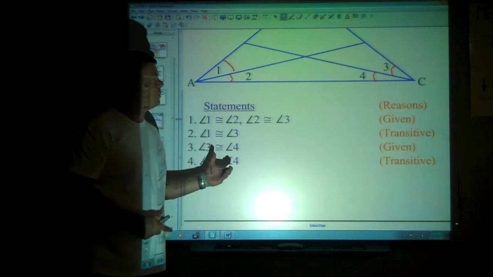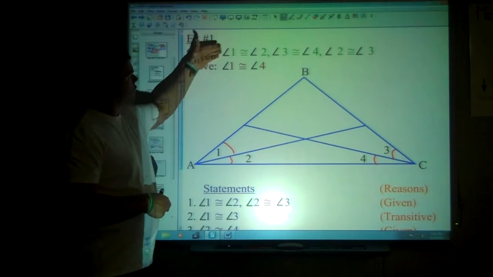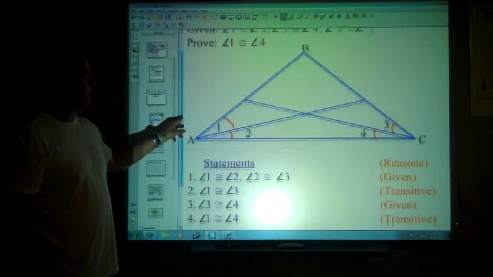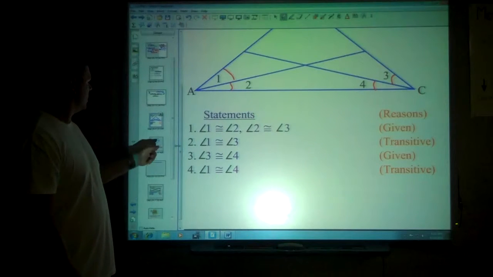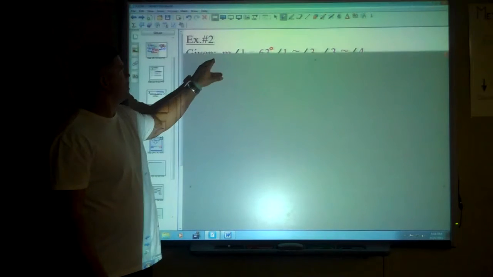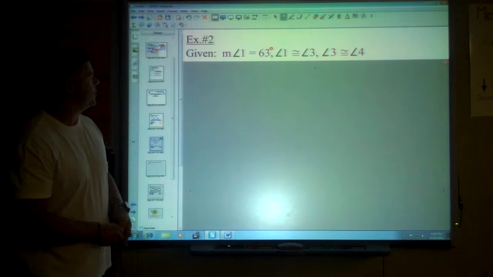They don't always have to be super complicated, but you need to know what you're starting with and what you're trying to do, your goal, and then use your properties and theorems that you've been given to allow yourself to be successful.